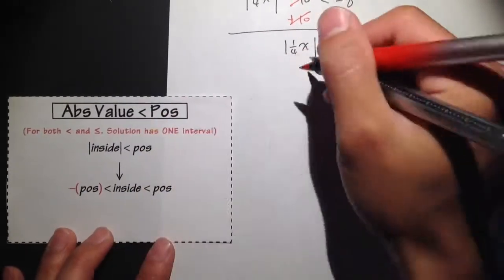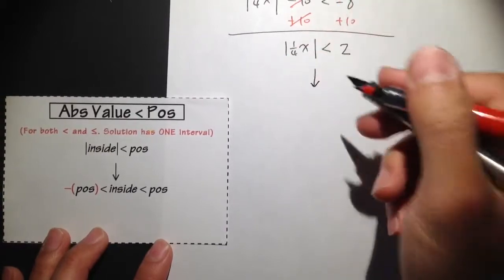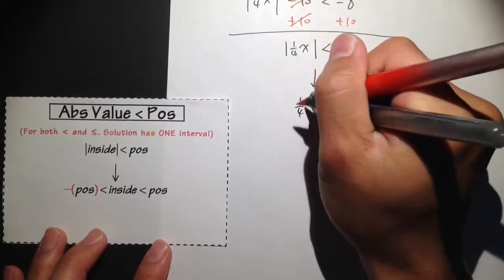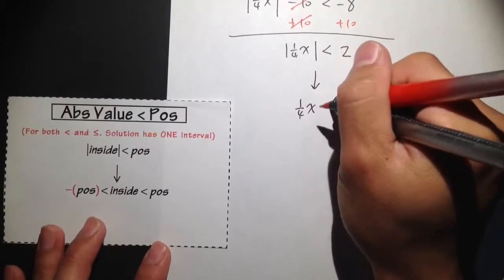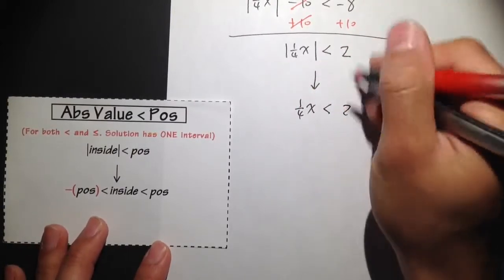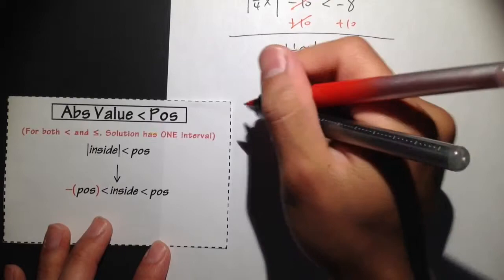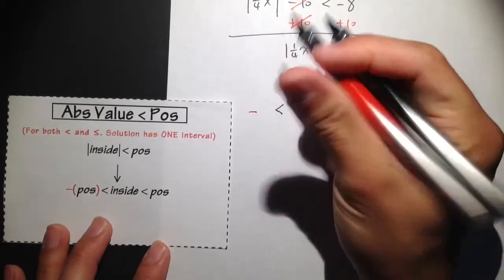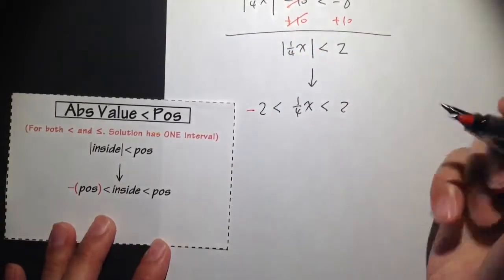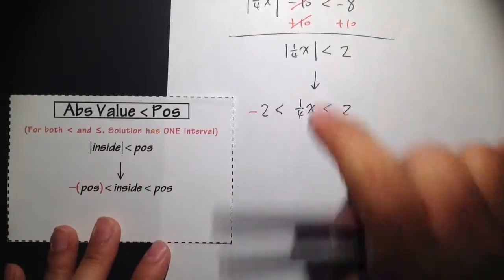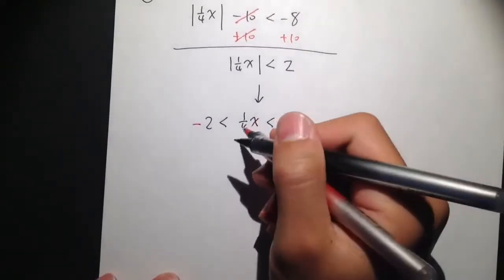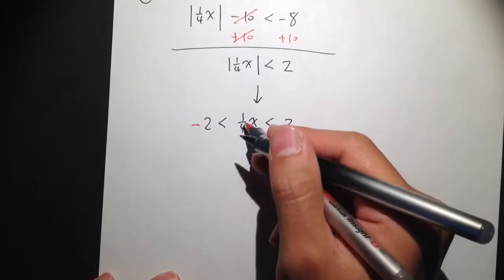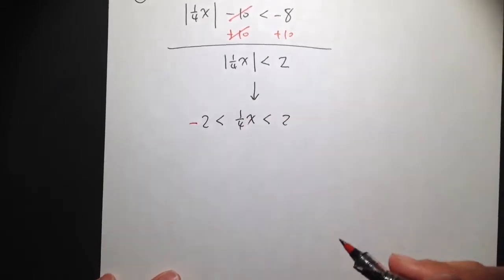Now we can go ahead and take out the absolute value, putting 1 over 4x in the middle. No more absolute values, and then make that in between 2, and the negative number goes on the left, negative 2. So put a negative in front of whatever that is. And now, we should think about how to solve for x. We just have 1 over 4x.